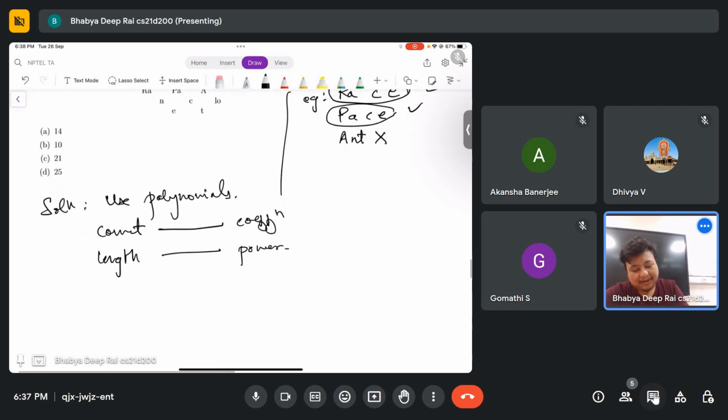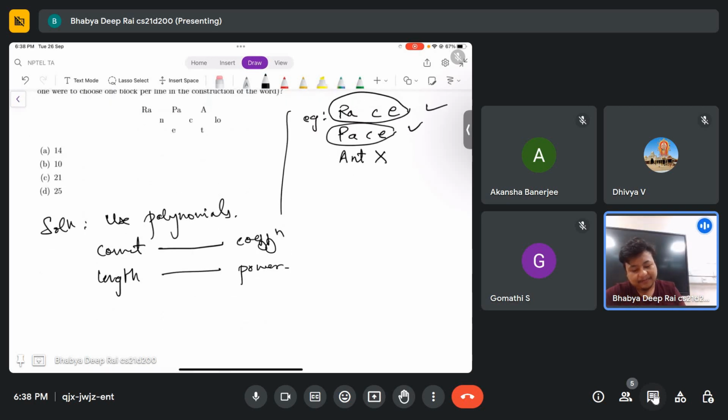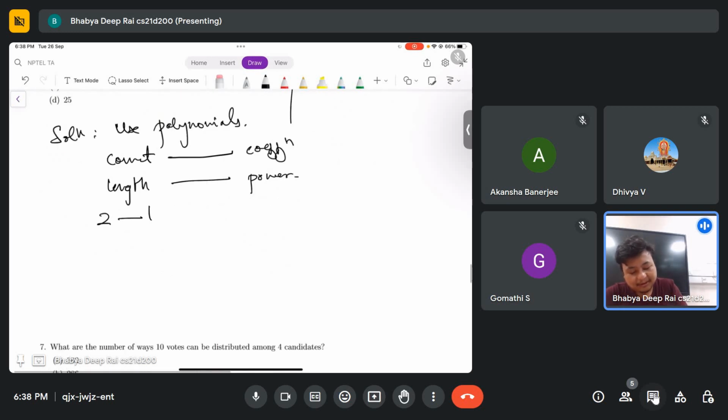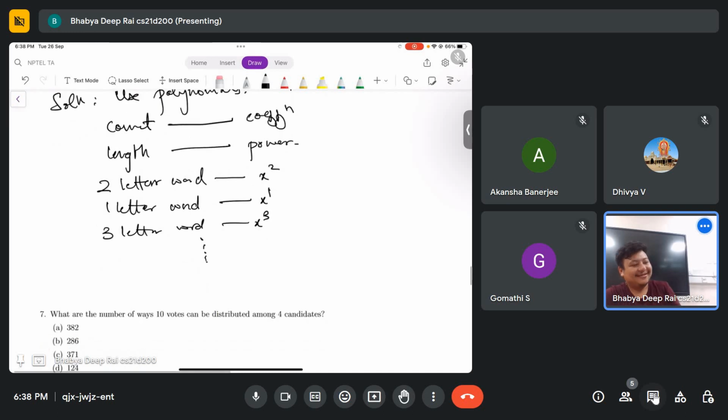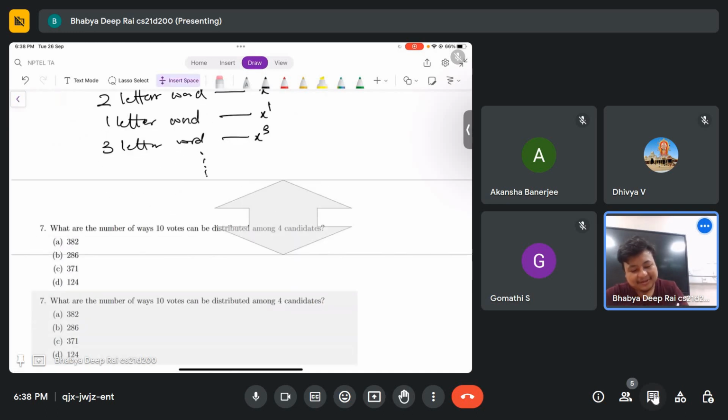How? I write the polynomial as follows. So from the first line, you can choose a 2-letter word, and a single letter word. So a 2-letter word I'll denote by x square. A 1-letter word I'll denote by x to the power 1. And similarly, if it's a 3-letter word, x cube, and so on. Okay, so this is what I did.